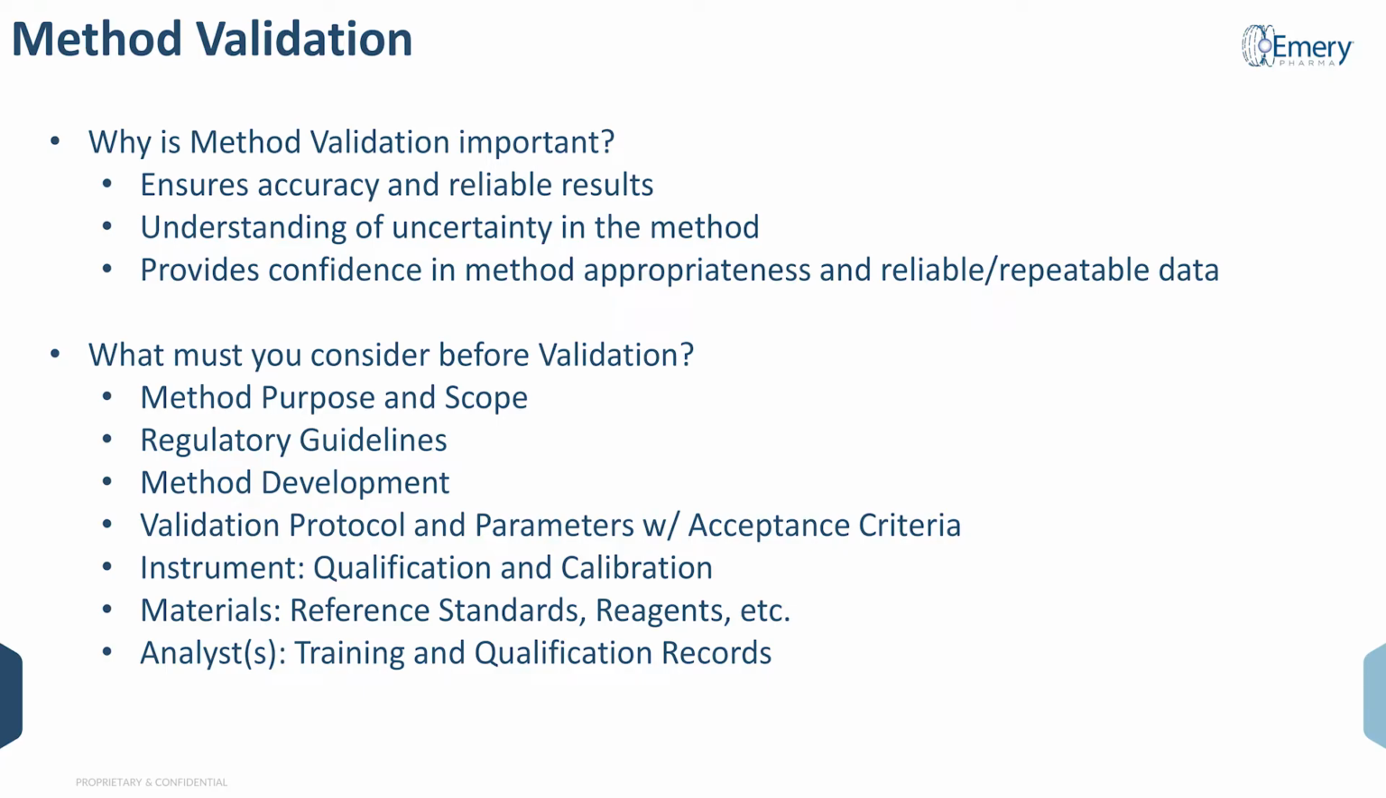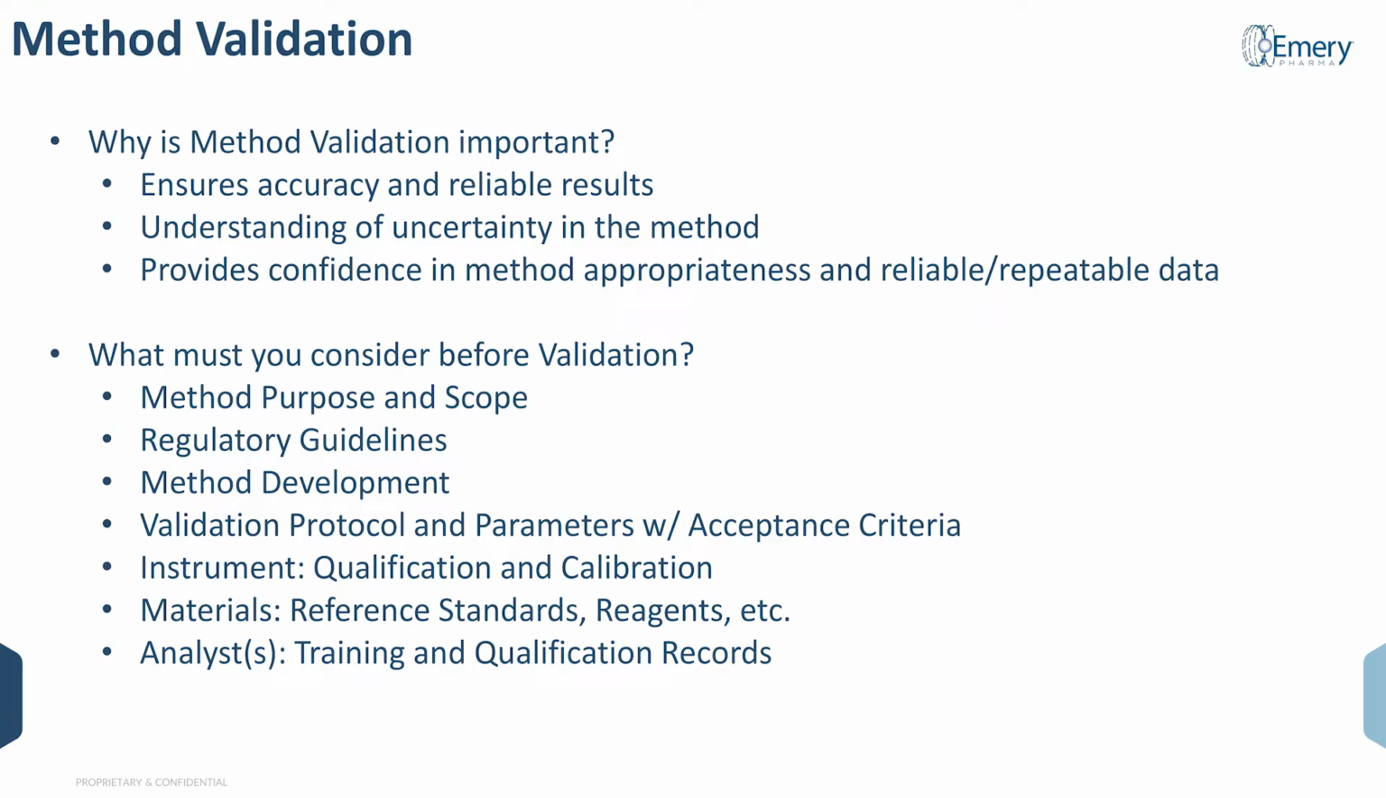So method validation really ensures accuracy and reliable results, right? It gives us the uncertainty of any method that we're doing. How certain are we of the results that we're getting? Ultimately, method validation gives us the confidence that our method is appropriate and can produce reliable and reproducible data.